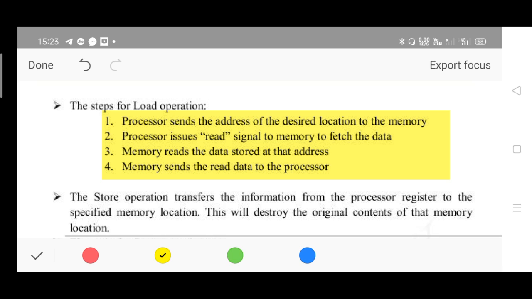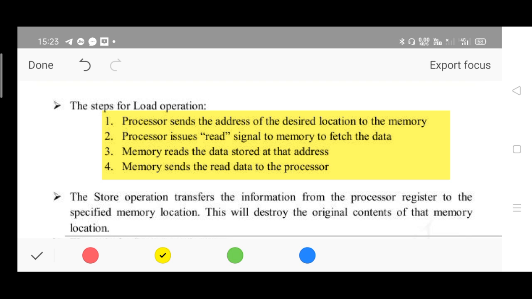So what is the first step? The processor needs to identify the memory location. As I said earlier, addressing is important because each and every byte is addressable. So that address value is sent. The processor sends the address of the desired location to the memory. Then the processor issues a read signal to memory to fetch the data. Then memory reads the data stored at the particular location and it will be sent to the processor. That's it. Very simple thing.